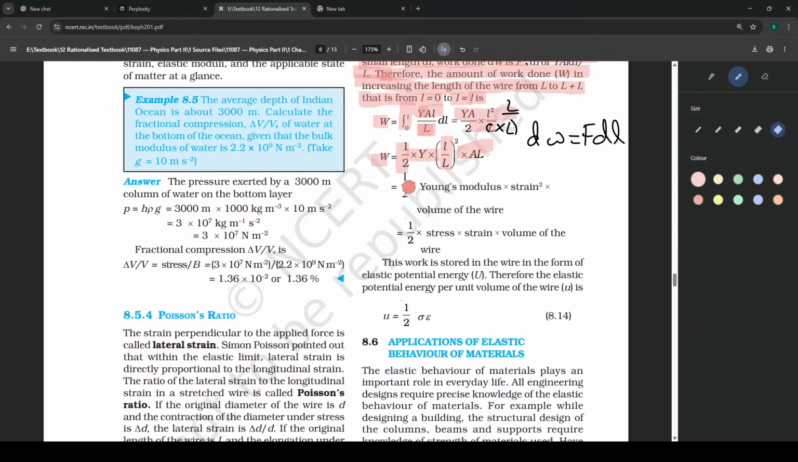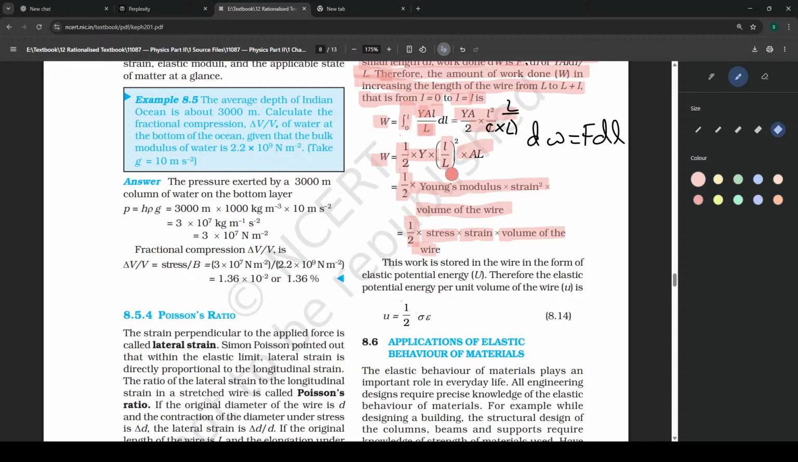So here the work done is half times Young's modulus times strain square times A into L, which is equal to the volume of the wire. This is the amount of potential energy stored in the wire, or the work done to elongate a wire. Or we can also write this as half times stress times strain times volume of the wire.